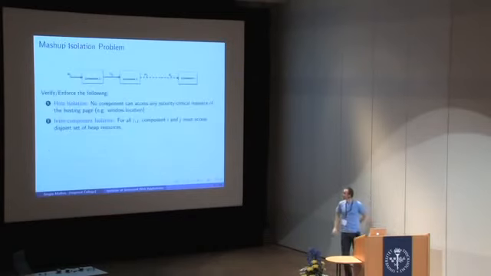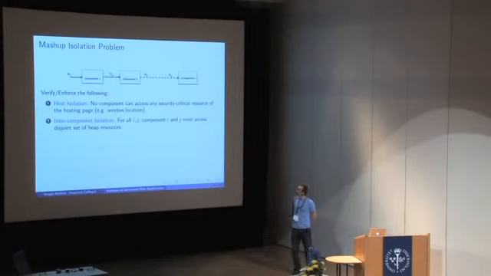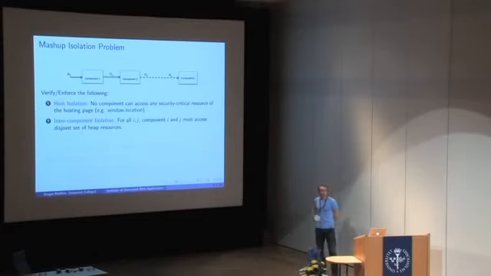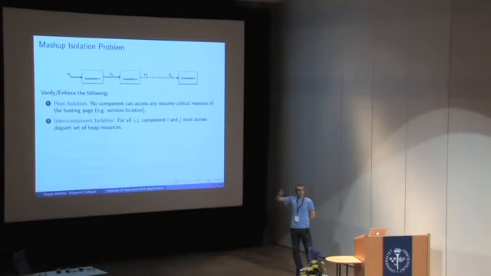So the mashup isolation problem in this setting is the problem of enforcing host isolation. So all those components should not tamper with the host, even if they may access certain useful functions. And they should not tamper with each other. Okay? So for each pair of indexes of components, component I should not tamper with component J.